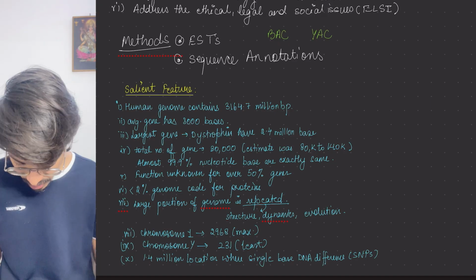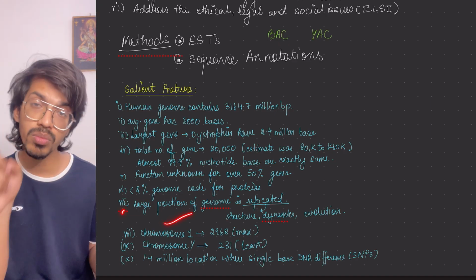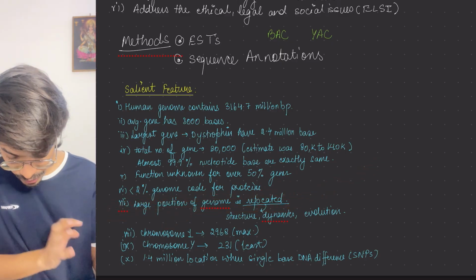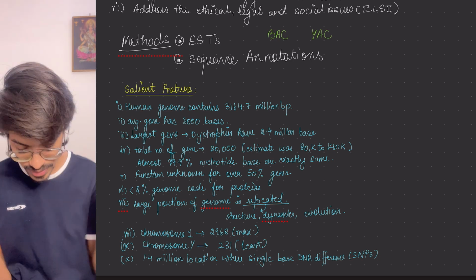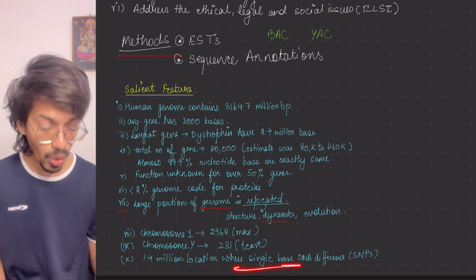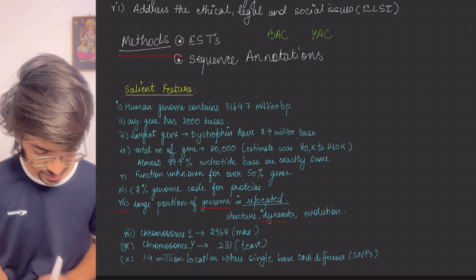The next thing is that the largest portion of the genome is repeated, which tells us about the chromosome structure, its dynamic properties and the evolution features. Around 1.4 million base pairs are present which have only single base differences, and this is what? SNPs, that is single nucleotide polymorphism.